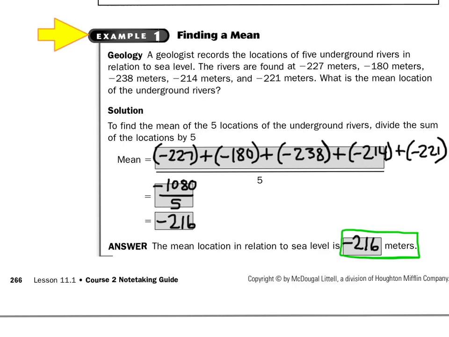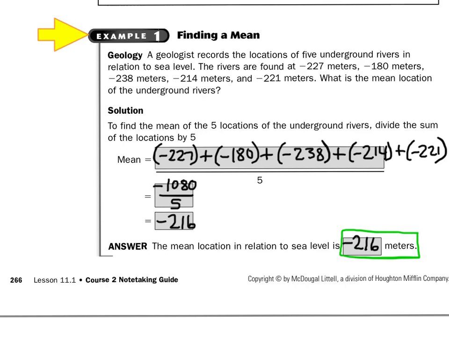Okay, so take a look at example 1, finding the mean. A geologist records a location of 5 underground rivers in relation to sea level. The rivers are found at negative 227 meters, negative 180 meters, negative 238 meters, negative 214 meters, and negative 221 meters. What is the mean location?